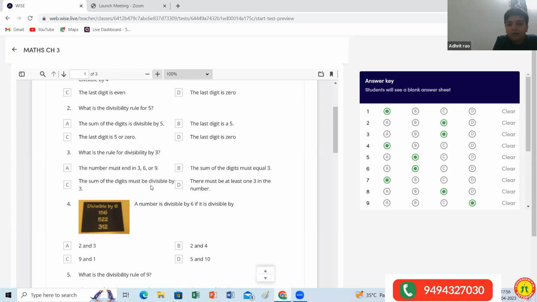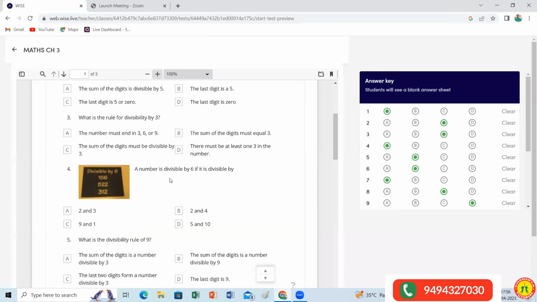Yes, ma'am. Ma'am, the fourth one. Fourth one, divisibility by 6. A number is divisible by 6 if it is divisible by both 2 and... Ma'am, I wrote 2 and 4. Oh, 2 fours are 8, but we cannot. 2 threes are 6, so both the 2 rule and the 3 rule should be true.